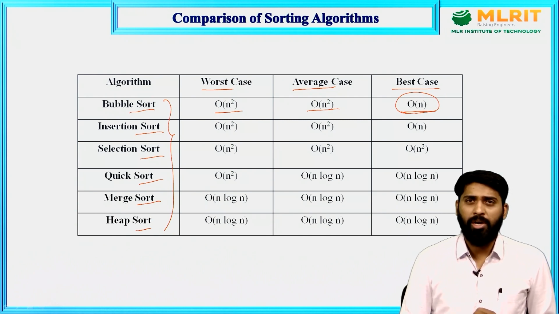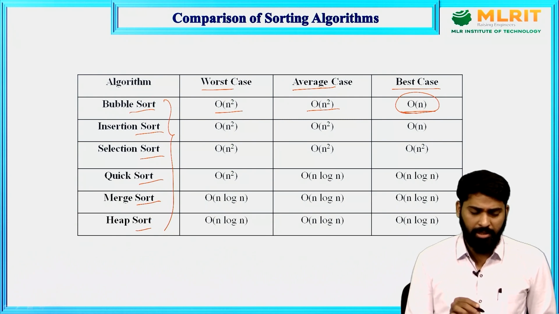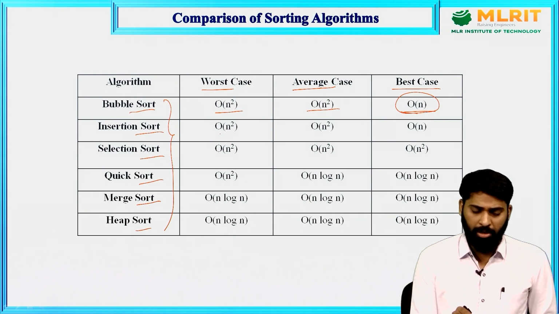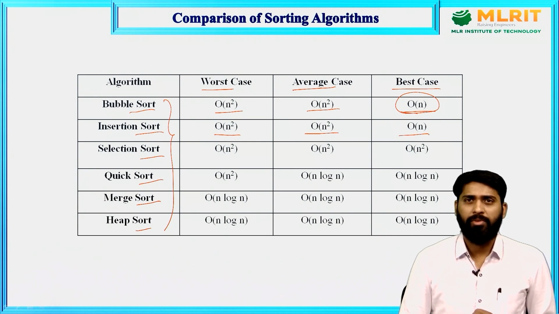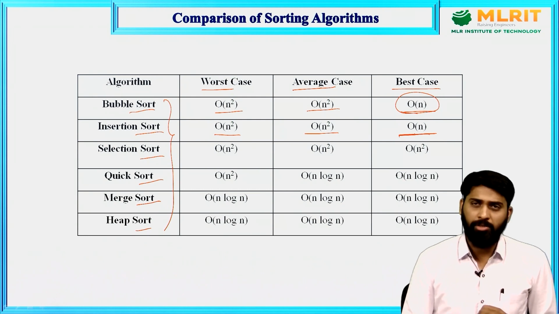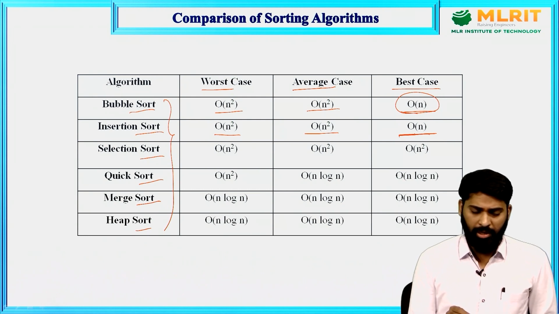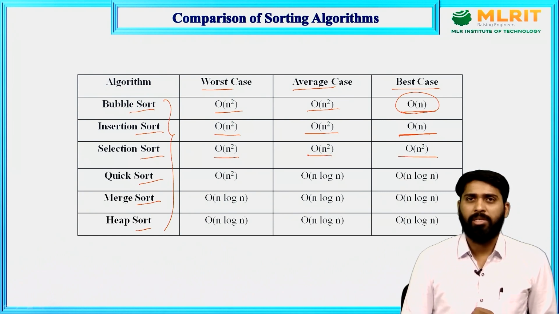Coming to insertion sort, it is the same as bubble sort. The worst case time complexity is big O of n square, average case is big O of n square and best case is big O of n. Why? If the numbers are already in sorted order, then it takes only big O of n, there is no need to swap. So, the time complexity in best case for insertion sort is big O of n. Coming to selection sort, for selection sort all worst case, average case and best case are big O of n square.